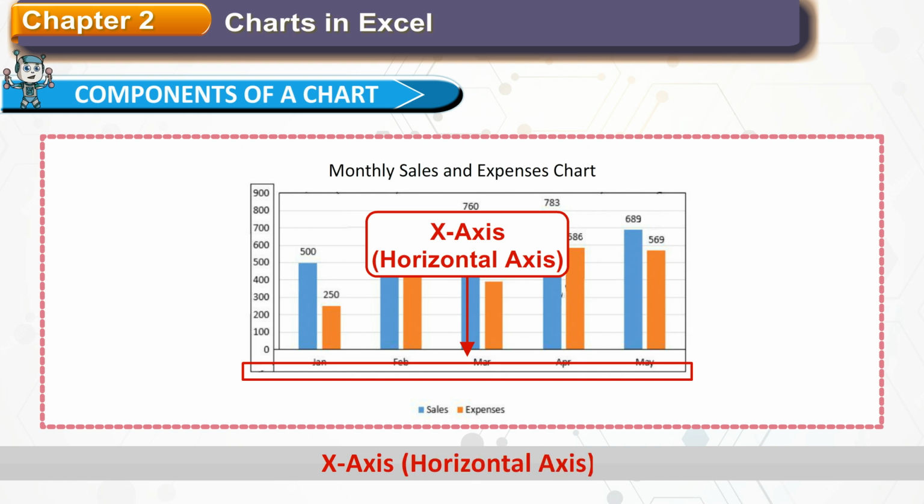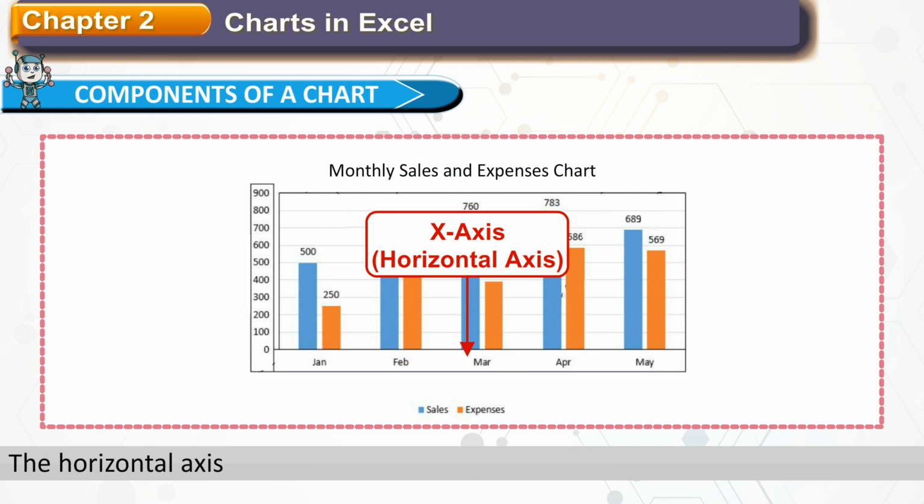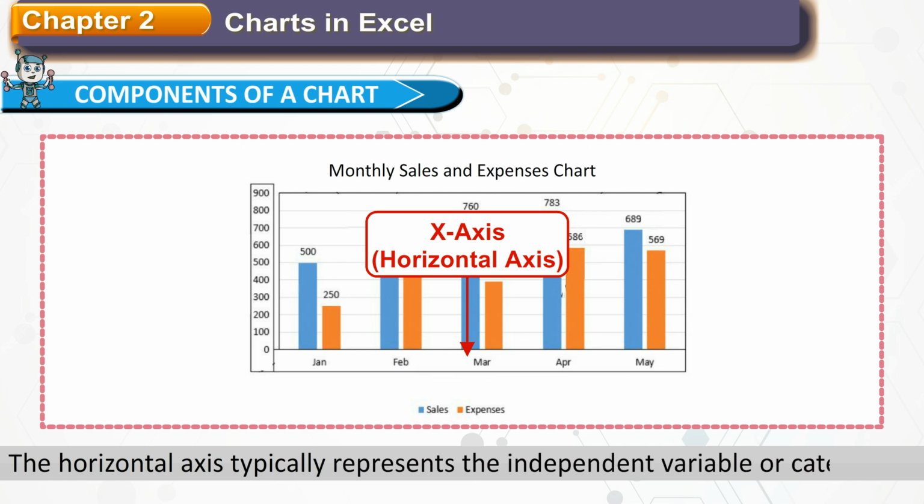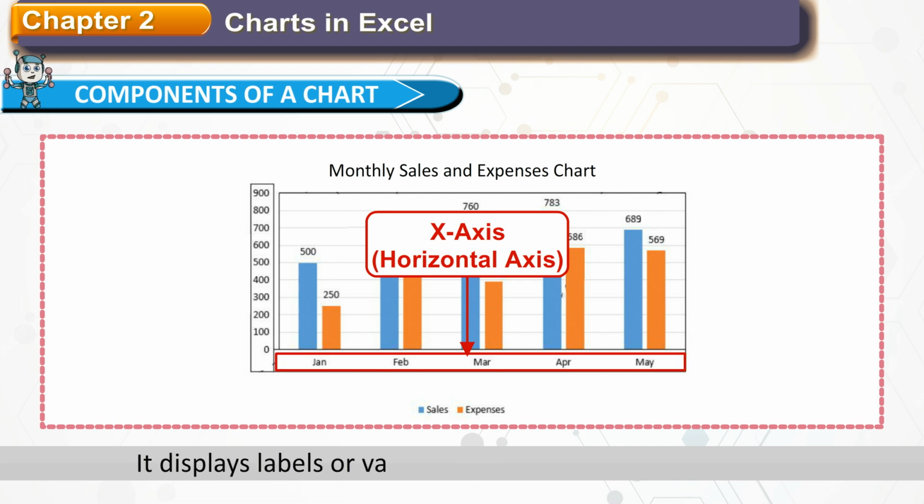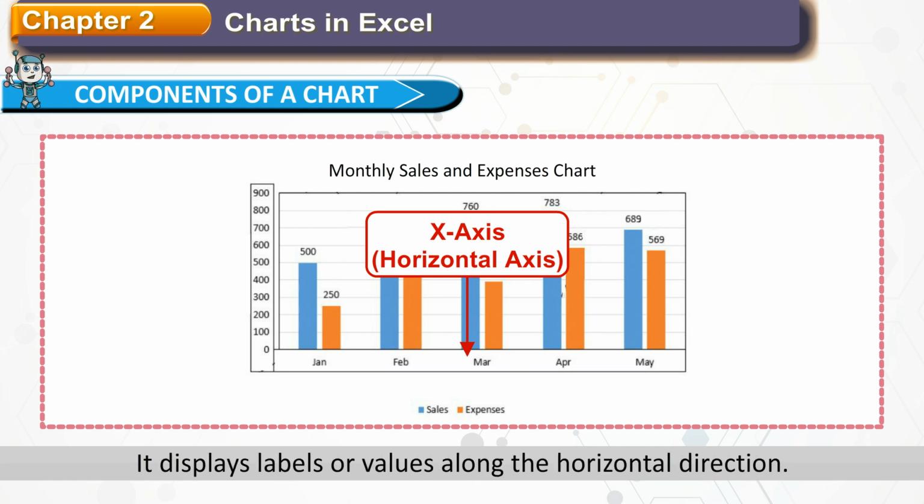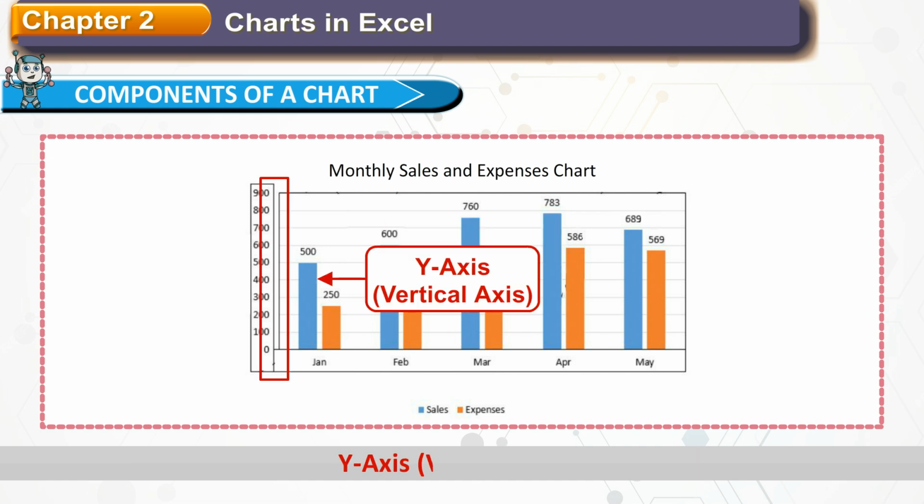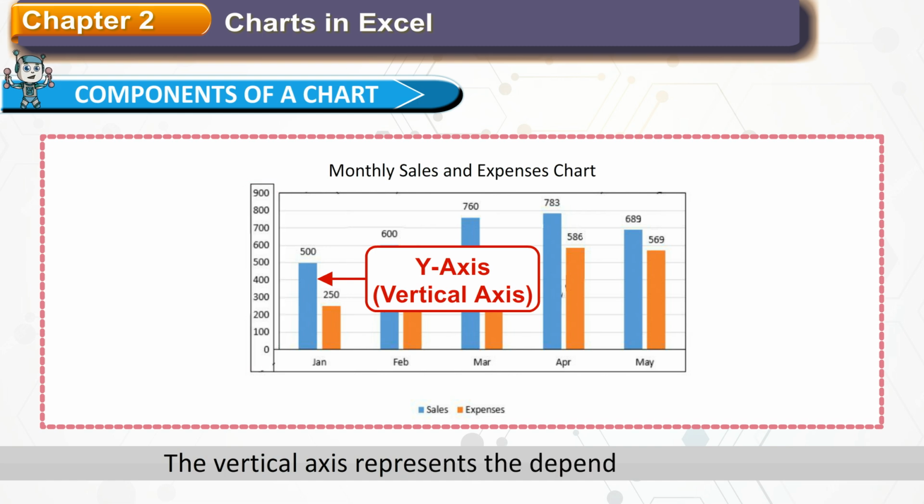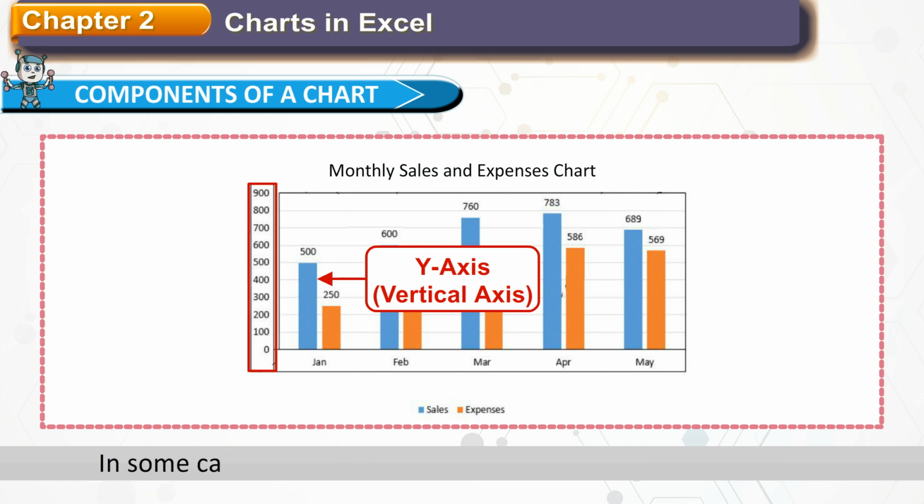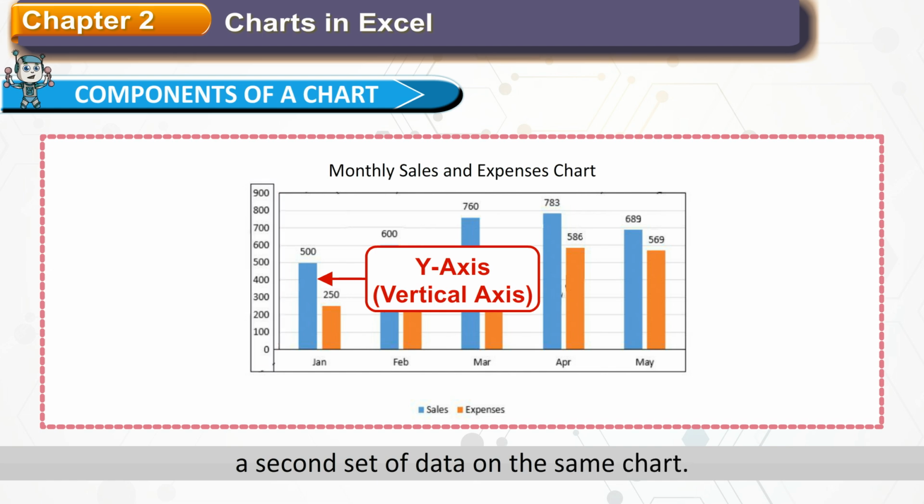X-axis, horizontal axis. The horizontal axis typically represents the independent variable or categories. It displays labels or values along the horizontal direction. Y-axis, vertical axis. The vertical axis represents the dependent variable. It displays labels or values along the vertical direction. In some cases, charts may have a secondary y-axis to represent a second set of data on the same chart.